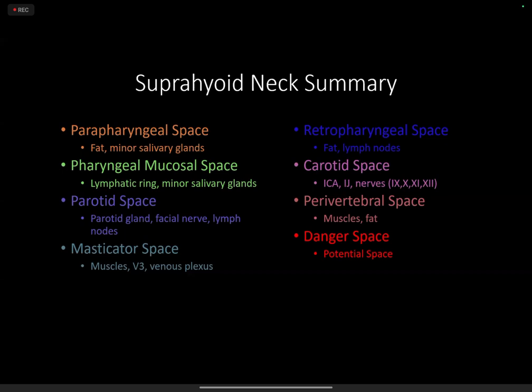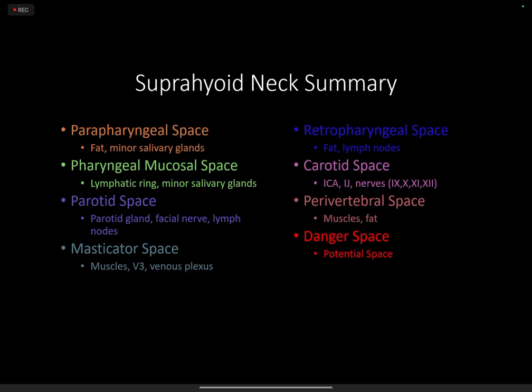Remember that the retropharyngeal space contains fat and some sub-centimeter lymph nodes. If you have fluid within the retropharyngeal space, remember that we talked about a few things that should be in the differential. Acute calcific tendonitis of the longus coli.